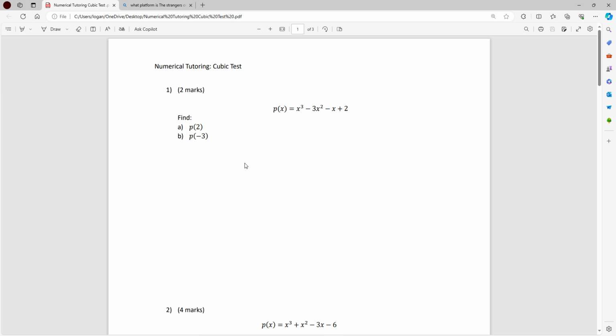Now, let's get straight into it by taking a look at the first question. The first question is worth 2 marks. P of x is given as x cubed minus 3x squared minus x plus 2, and you need to find what P of 2 and P of negative 3 are.